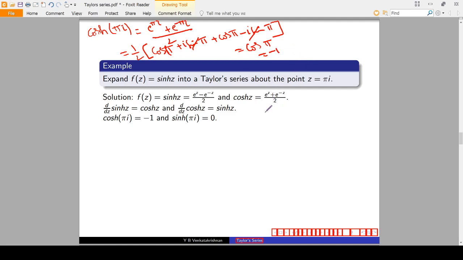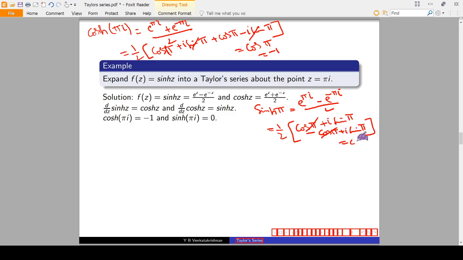Similarly, when you expand sin h pi i, you will have e power pi i minus e power minus pi i whole divided by 2. I can write this as 1 by 2 times cos pi plus i sin pi minus cos pi plus i sin pi. Okay, cos pi gets cancelled, and you know sin pi is 0, so this part will be 0. So you remember the value of cos h pi i, which is minus 1, and sin h pi i, which is 0.